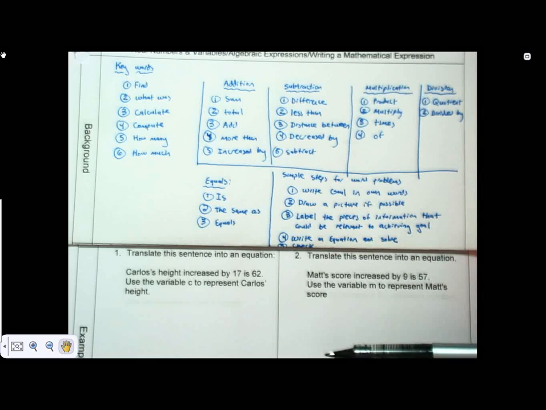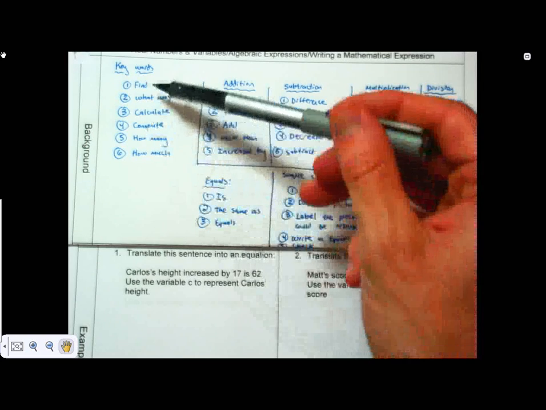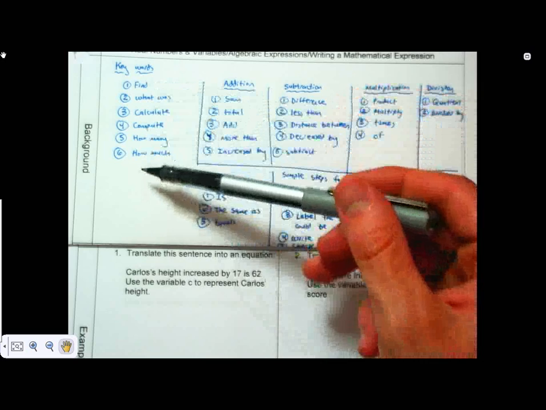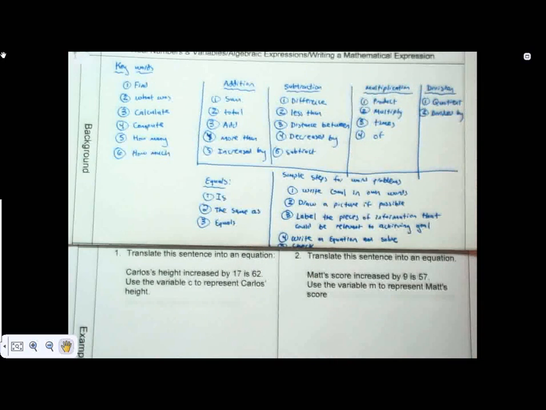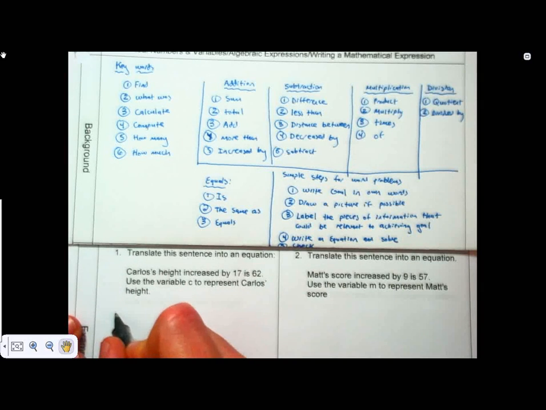The directions are to translate the sentence into an equation. So it says Carlos's height increased by 17 is 62. So what's our goal? Well, to find our goal, again, what I'm looking for are any of these keywords, and I actually don't see any of them. So what I'm looking for is a set of instructions somewhere. And actually, I see it in the first sentence. So what we're supposed to do is translate the sentence into an equation. That's my goal. So literally, we're going to take the sentences in English and turn them into math sentences.